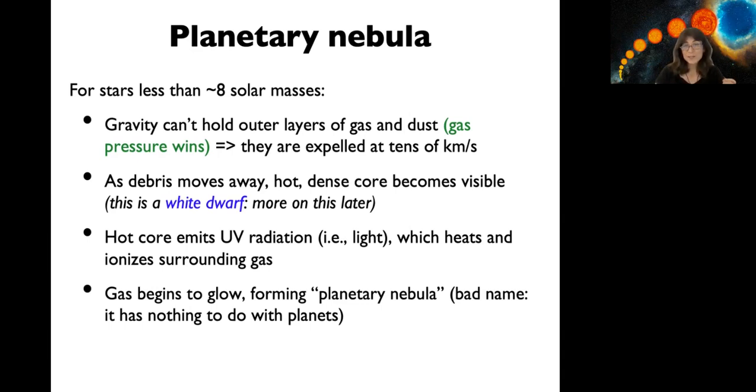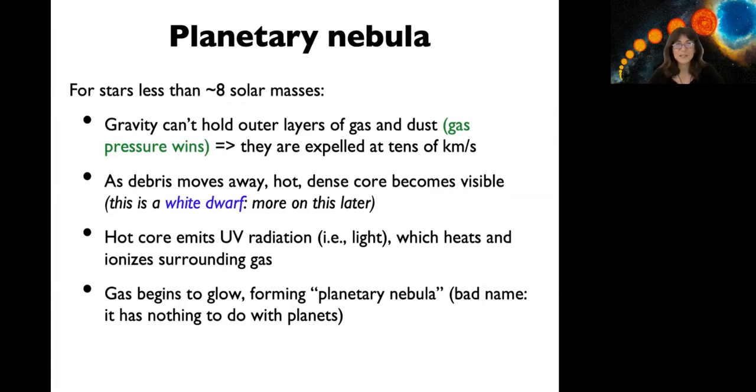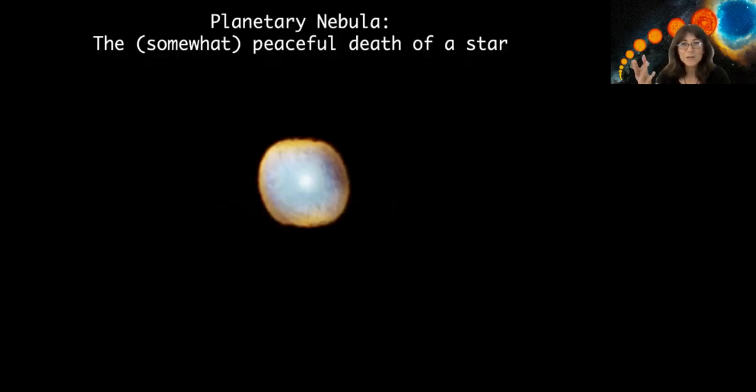Now, planetary nebula is a bad name because when you hear the word planetary, you think of planets. And unfortunately, they named these things planetary nebula a long time ago when they didn't know what they were, because they were round. So they thought they were kind of like planets, but kind of like a nebula, like a cloud. But it has nothing to do with planets. It's exactly the opposite, right? I mean, it's not the beginning of a star, it's the end of the life of a star. And it looks something like this.